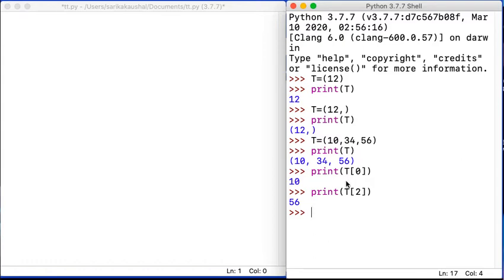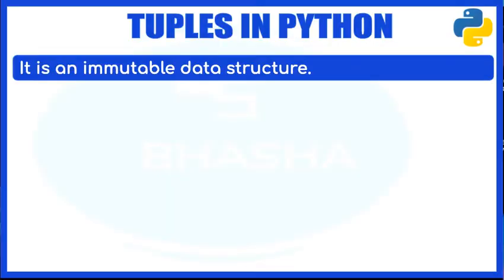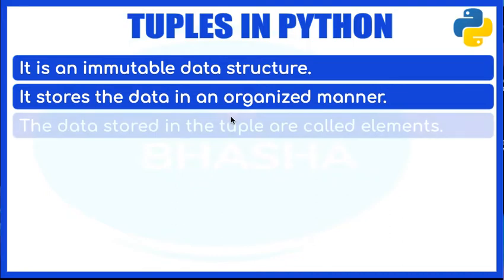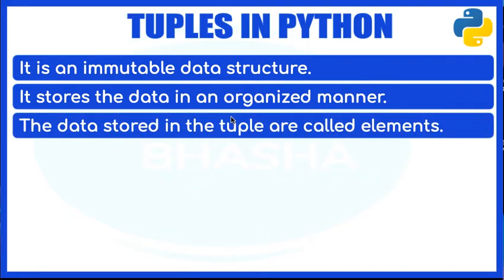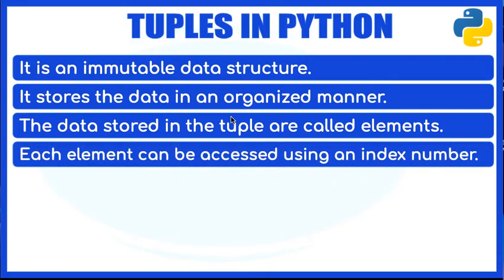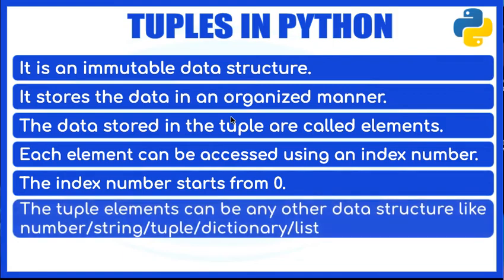All right, so always remember, just to have a quick revision of what we have just learned, it is an immutable data structure. It stores the data in the organized fashion because data store होता है locations में जो हम access कर सकते हैं through the memory index number. So the data which is stored in the tuple are called as elements, and each element can be accessed using the index number, just the way we have just now learned, where the value of the index number always starts from 0.